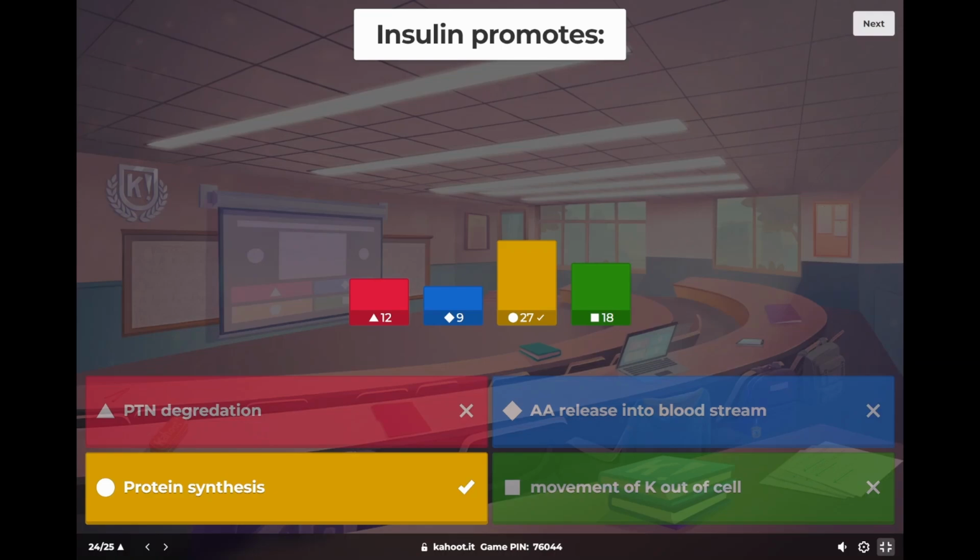Protein degradation and amino acids into the bloodstream are the same thing. If you degrade the protein, the amino acids get dumped into the bloodstream. Insulin does not promote protein breakdown. It promotes protein synthesis. Remember, like insulin growth factor. These insulins make things bigger. Movement of K out of the cell? Nope. Insulin is a treatment for hyperkalemia because insulin will push potassium into the cell. That's just a separate thing that insulin does. It doesn't move it out of the cell, it pushes it in. So the only one that makes sense here is protein synthesis.